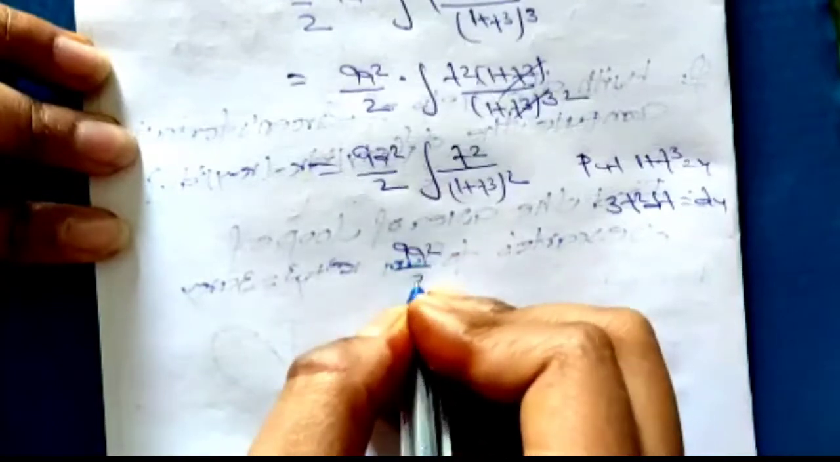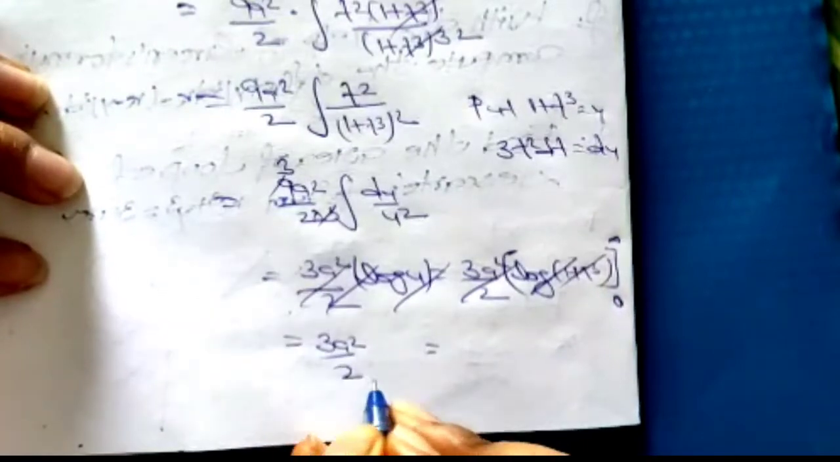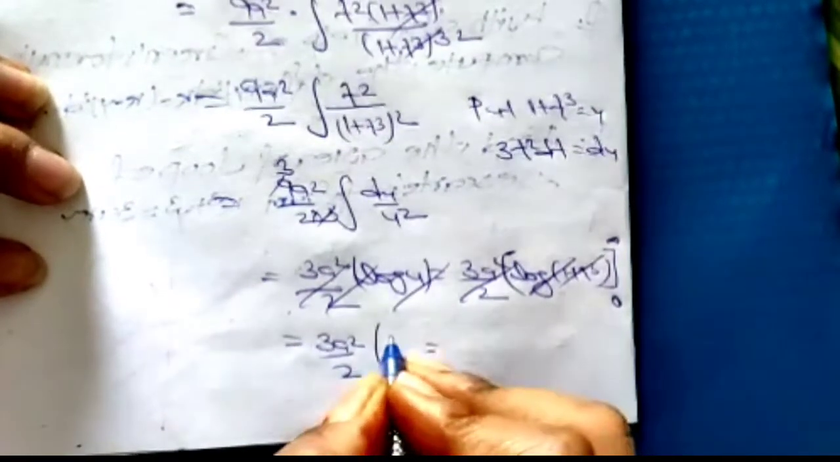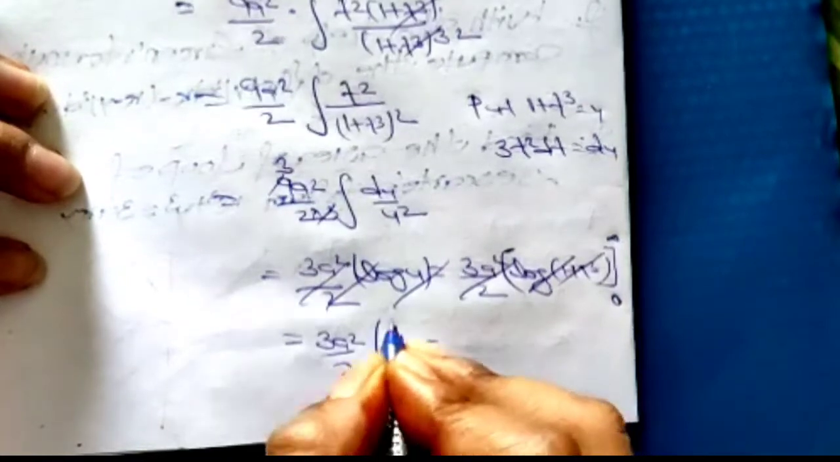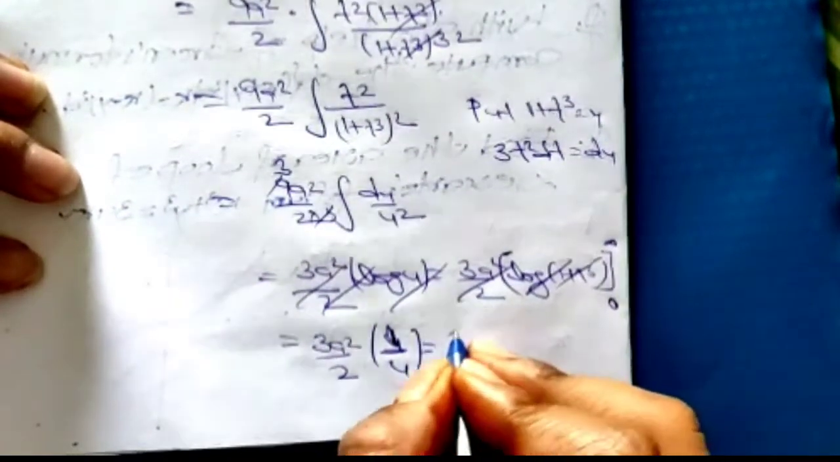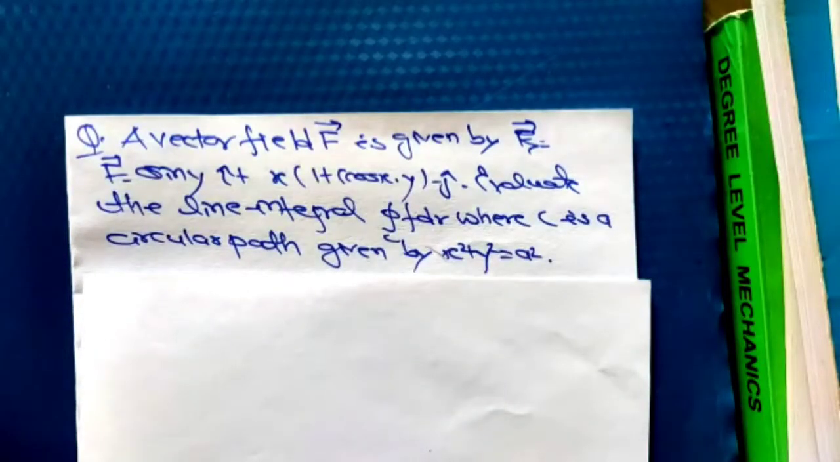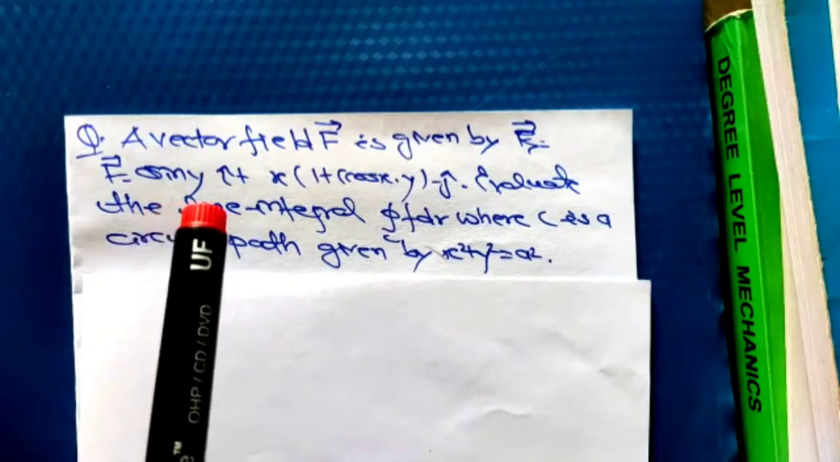You get 9a²/2 du/u². So this is u². I made a mistake here. 3a²/2, this is 1/u². Okay, after solving this integration, we got −1/u, so 3a²/2 times 1/(1 + t³), from 0 to infinity. After solving, we get 3/2 a². Okay.